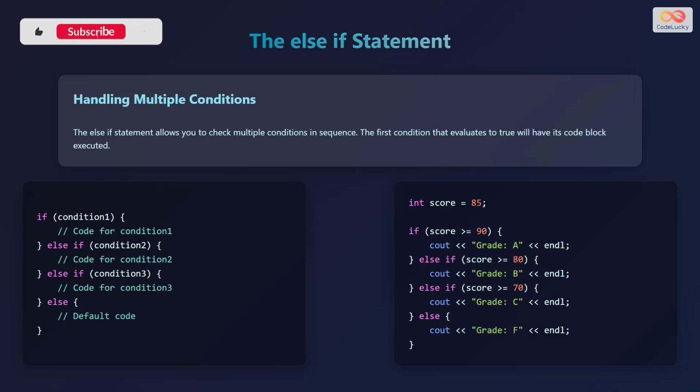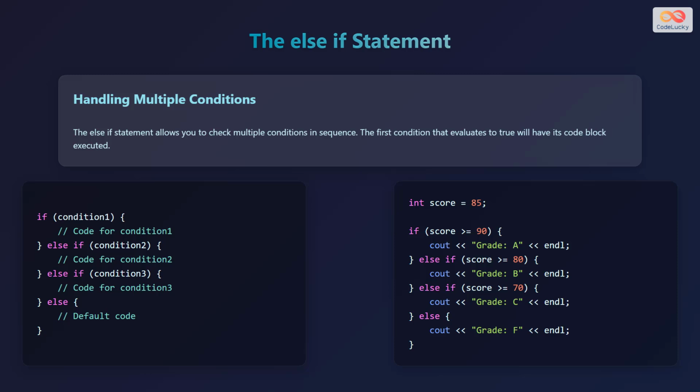Next, we'll look at the else if statement. The else if statement allows you to check multiple conditions in sequence. The syntax involves an if statement followed by a condition. After that, we have an else if statement followed by another condition, and you can chain multiple else if statements. Finally, there is an optional else block for a default case.